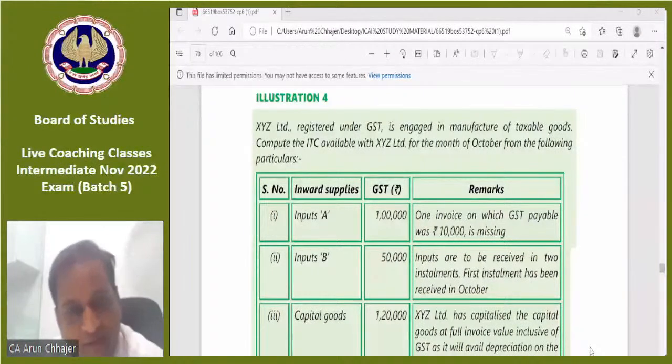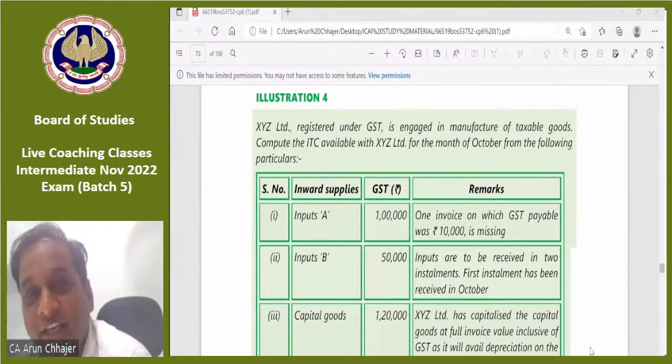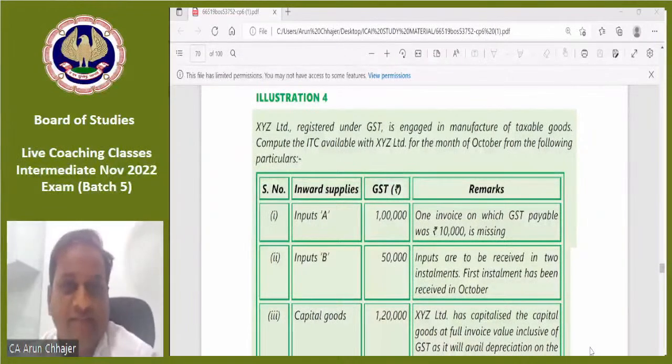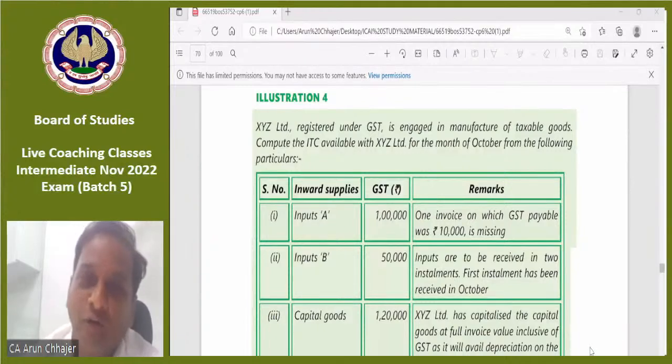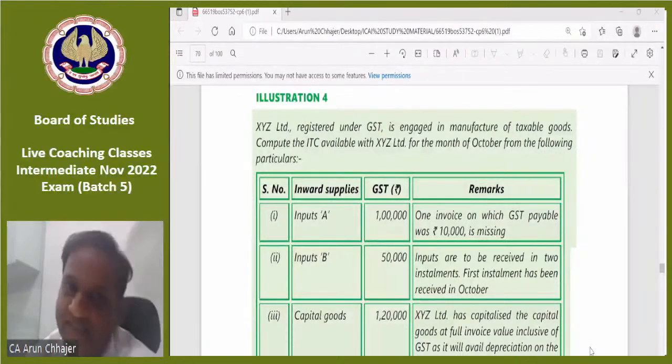Bharat, 86B. Why are you writing 86B? 86B is a restriction on utilization of ITC. It means you have taken the ITC, you cannot use it, or you have to pay 1% in cash. We are not talking about 86B.